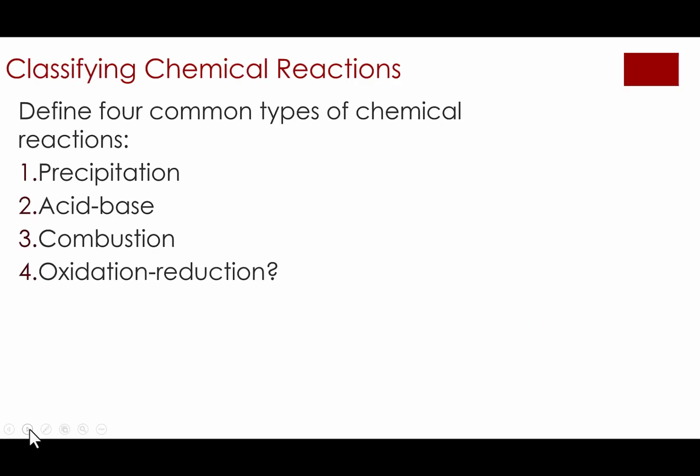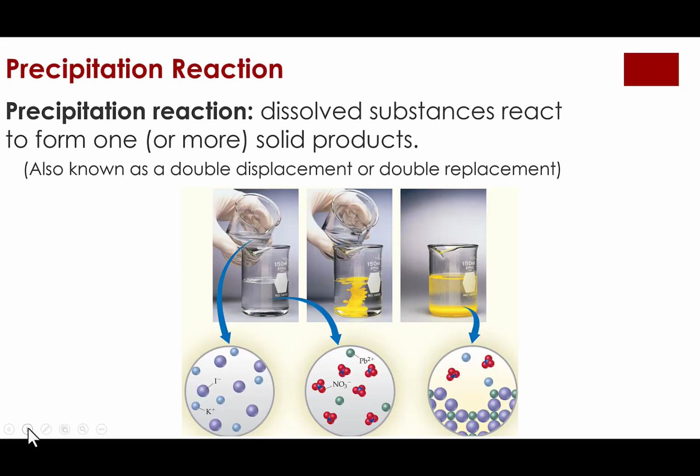Here are the four common types of chemical reactions that you'll be responsible for. We are definitely going to cover number 1, number 2, number 3, and then time dependent. We may talk about oxidation reduction, or we may leave that one for another time. So definitely going to get to precipitation, acid base, and combustion. This video has to do with precipitation.